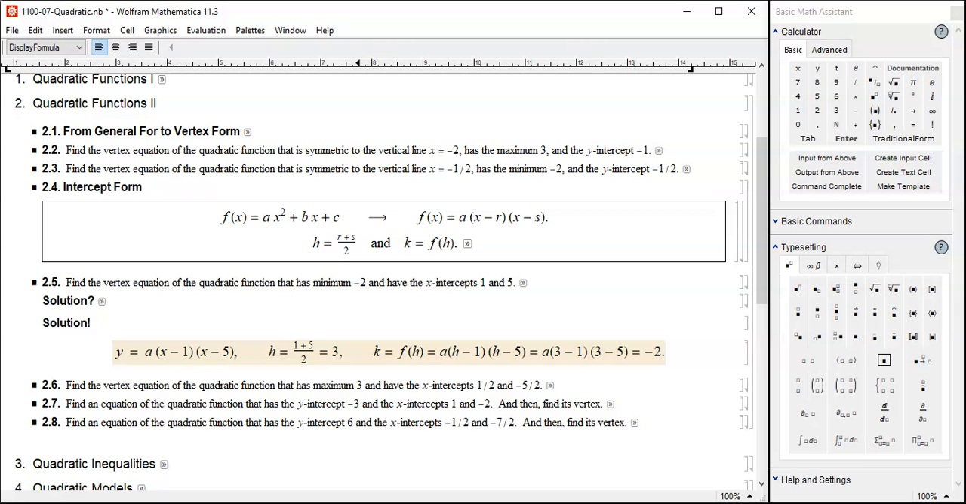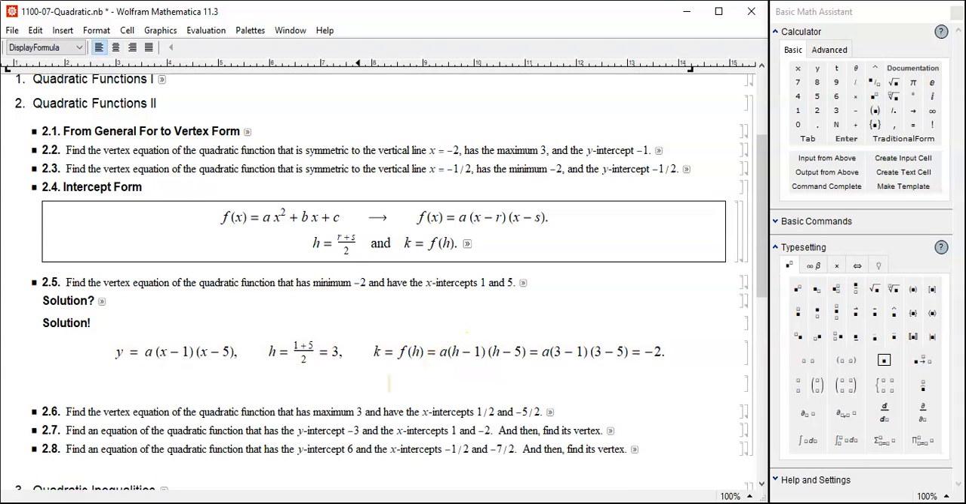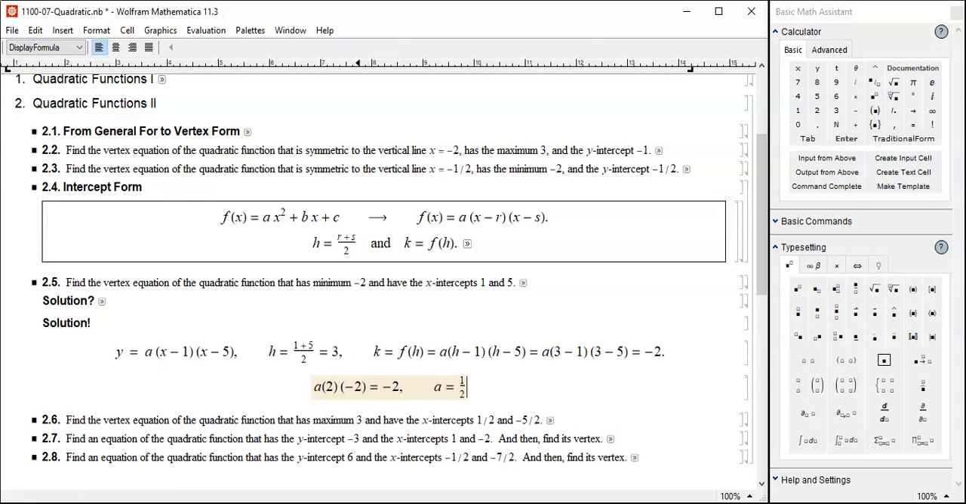So from here, can you determine what a value is? Yes, I can. So 8 times 3 minus 1 is 2, 3 minus 5 is -2, equal to -2. Therefore, a is 1/2. 1/2, -4, yeah, that's right. So f of x is 1/2, x minus 1, x minus 5.